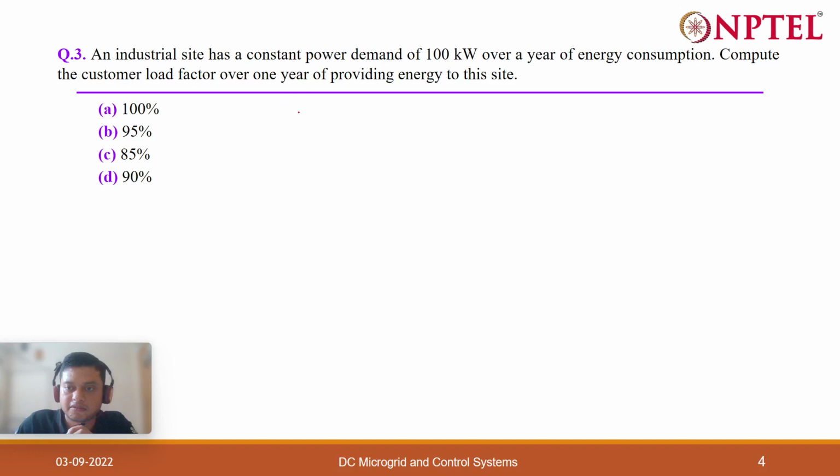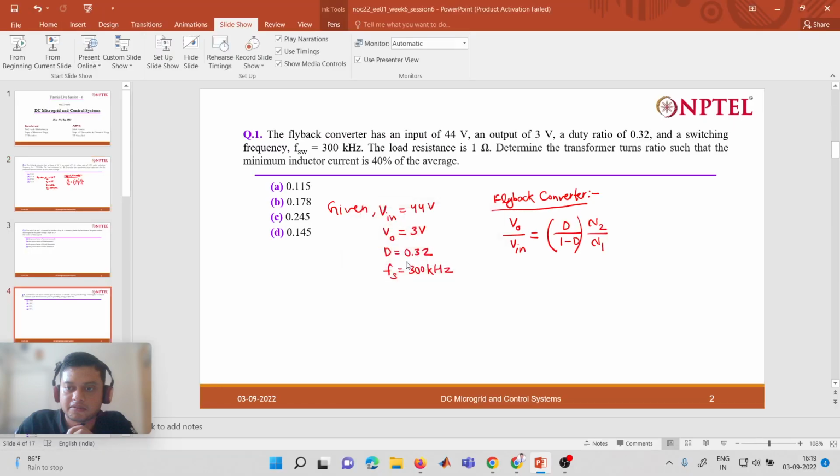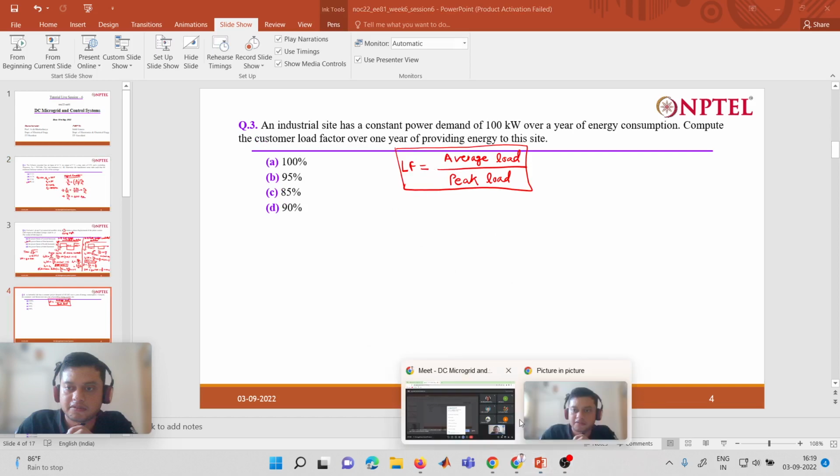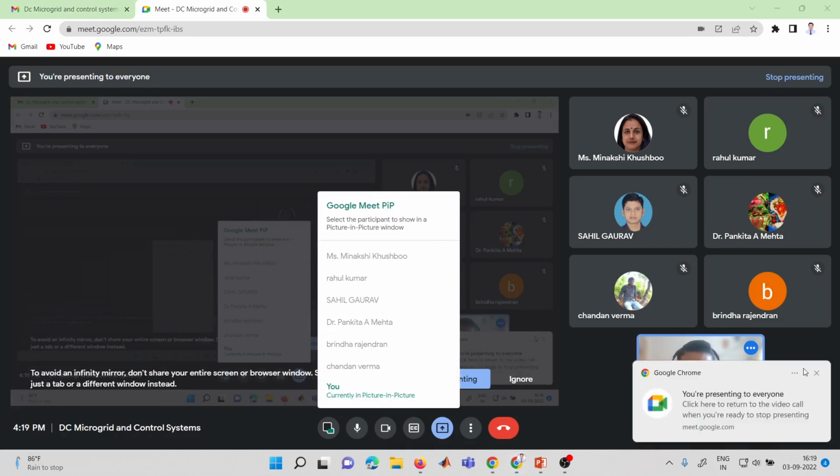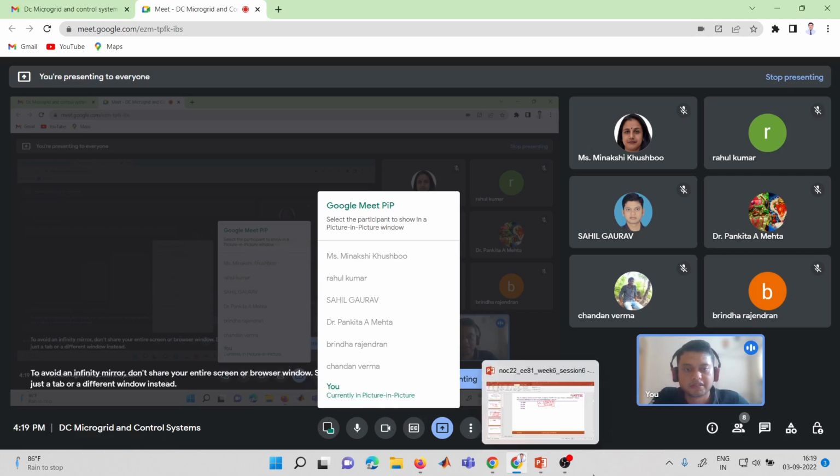Let me give you a hint. The load factor you can write as the average load divided by peak load. It is the ratio of the average load over a designated period of time to the peak load occurring in that period. So you can try this question yourself. You can type your answer in the chat box.